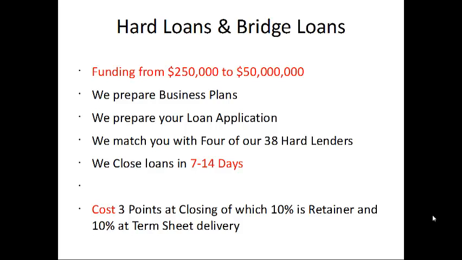In terms of what we charge, our cost for procuring hard loans and bridge loans on your behalf, we charge 3 points of the asking figure, which we get at closing. But in terms of upfront costs, we charge 10% of that 3 points as our retainer fee, and an additional 10% at the delivery of the term sheet by the lender to you.